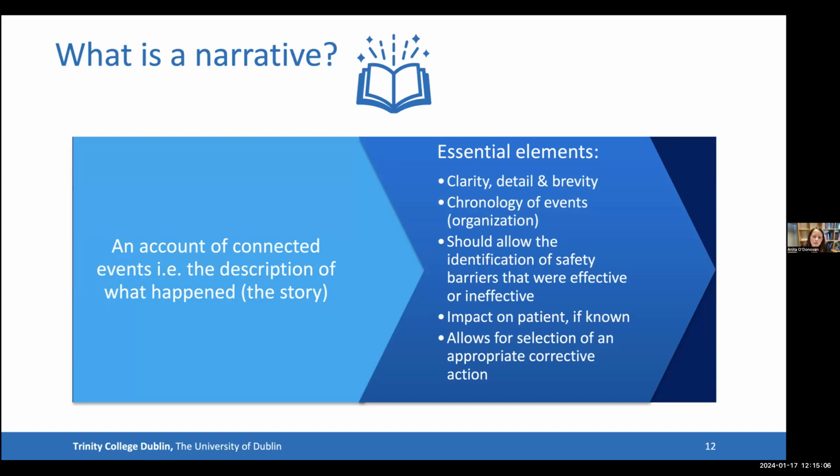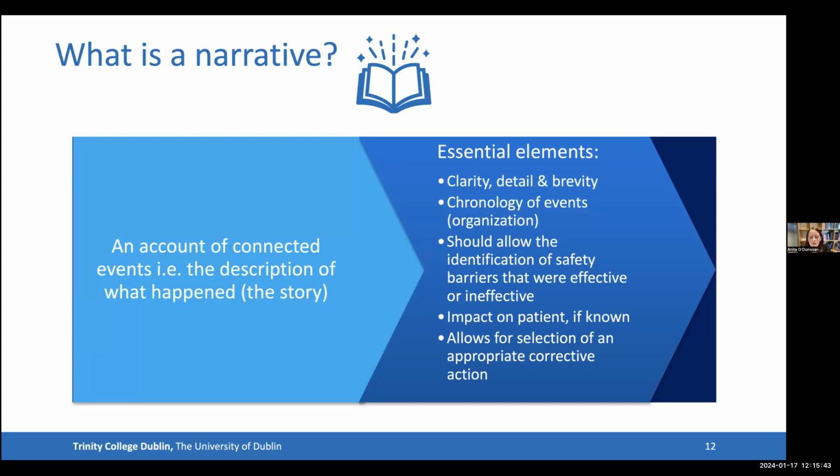And these include, first of all, clarity. So it should be clear exactly what happened. There should be sufficient detail, I suppose, to understand what happened, while being brief at the same time, recognizing that, again, we don't often have a lot of time to complete the incident reports in the first place. So it's no tall order to be clear, detailed enough, but brief at the same time. So writing succinctly, really important. Really important that we have a chronology of events, so that it's relatively organized, and that kind of feeds into clarity in trying to understand what exactly happened.